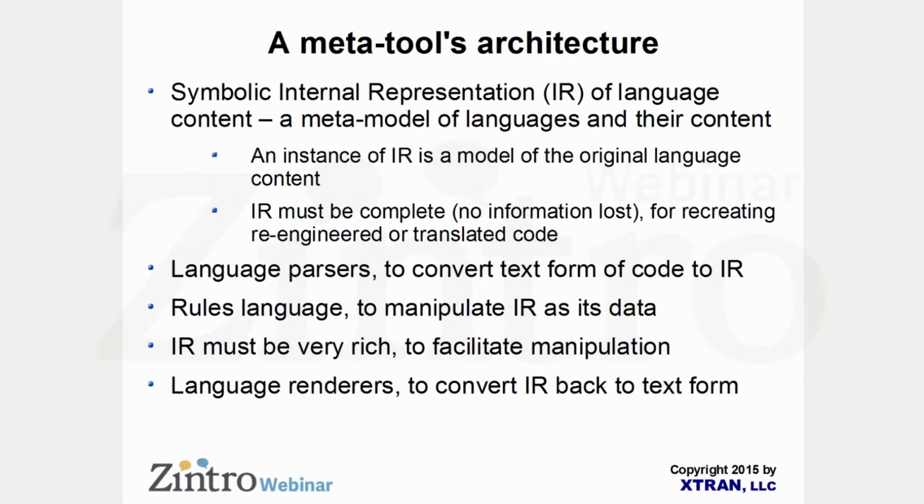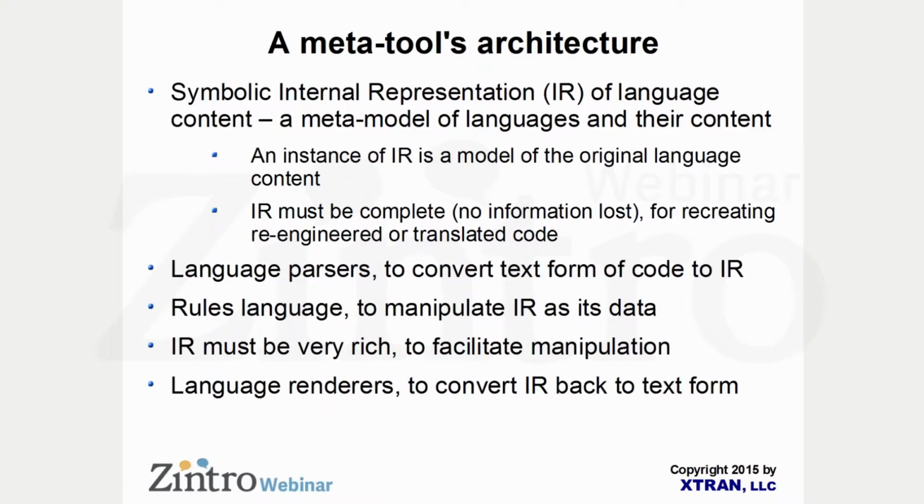Now, we've talked a lot about a metatool. Let's see what one looks like in terms of its architecture. First of all, we're going to be manipulating computer language content in various different languages. So we need to represent that language content, that code, in a form that we can manipulate. Text isn't going to cut it. That is the text source code that we start with that programmers work with. So we're going to have an internal representation of that language content, which, if you think about the internal representation as a schema, is a metamodel of computer languages. And you can create an instance of that metamodel in the form of code that you've parsed into the metatool to create that internal representation. That's actually a model of the original language content.